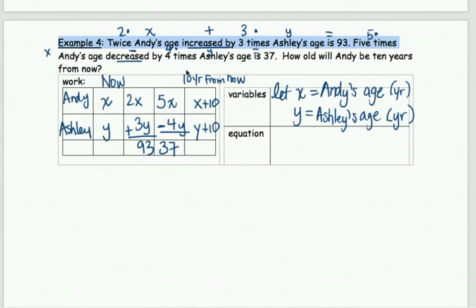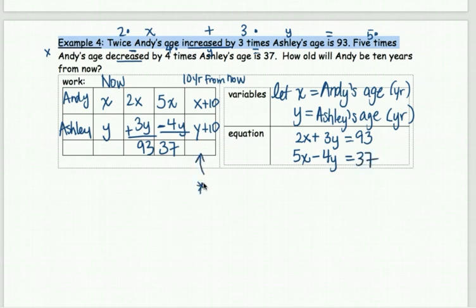Anyway, that is later in the problem, but your goal today is just to set up the variables and the equations. So here are the 2 equations. We had twice Andy's age increased by 3 times Ashley's age is 93, and then 5 times Andy's age decreased by 4 times Ashley's age is 37. It's already hard enough as it is, but you should be able to take that one extra step when we have to actually calculate the answers in a few days. But right now, if you got to here, good job.